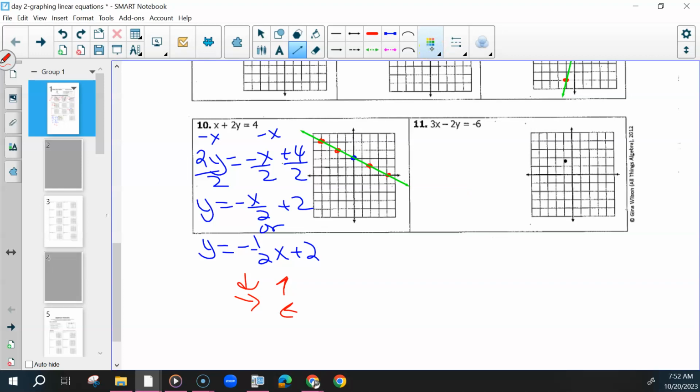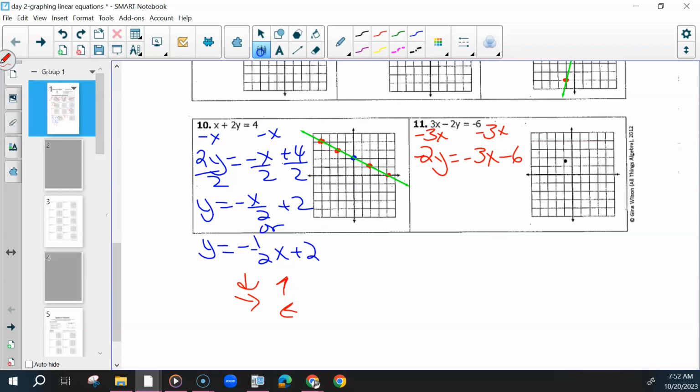First step in number 11. Minus 3x to both sides. We have negative 2y equals negative 3x minus 6. And then divide everything by negative 2. Be careful, your signs are going to change. Go ahead. Would it be positive 3 over 2x plus 3?